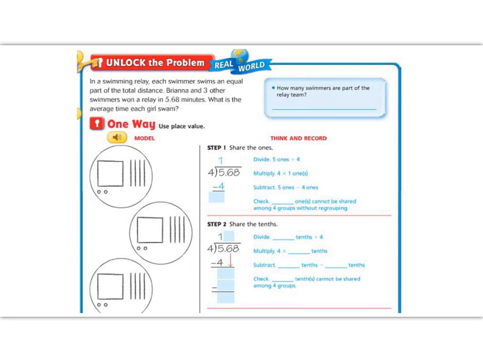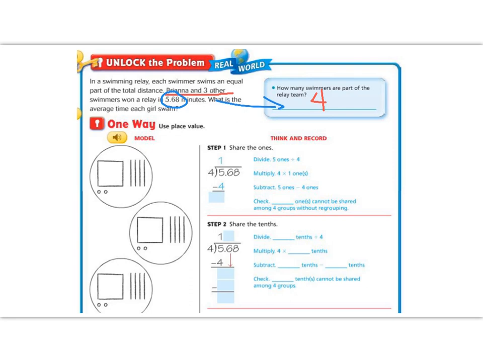Let's look at the blue box to start. It says how many swimmers are part of the team. Well, if we look back, it says Brianna and 3 other swimmers. So that means that 4 people are swimming. So if you look at step 1, we're going to use place value to divide. We're going to divide their total time, 5.68, by 4 because there were 4 swimmers. So 5.68 divided by 4.